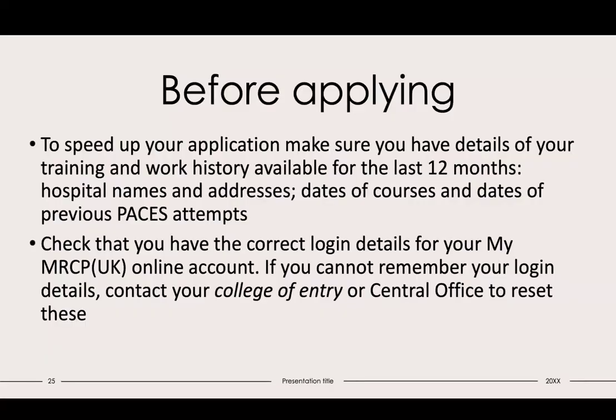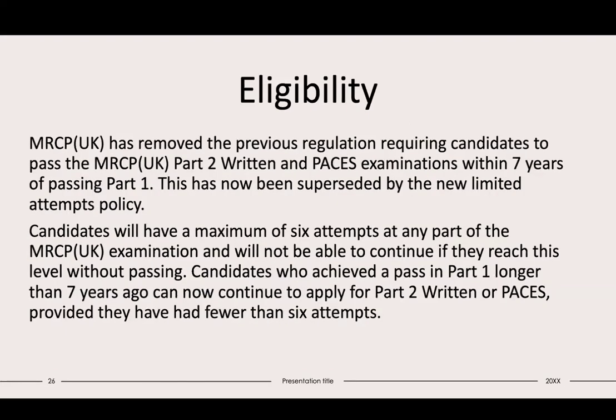And before applying, to speed up your application, make sure you have details of your training and work history available for the last 12 months: hospital names, addresses, dates of courses, and dates of previous PACES attempts, if there were any. And check that you have the correct login details for your MRCP UK online account. That's very important. If you cannot remember your login details, then contact the College of Entry, obviously, that's London, Edinburgh and Glasgow, or the central office to reset these for you.